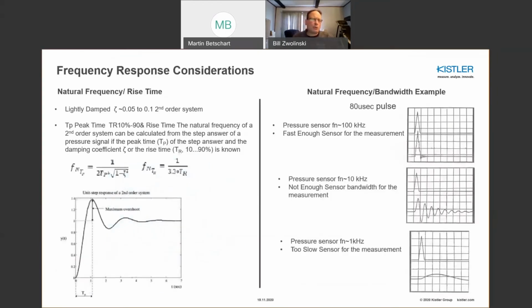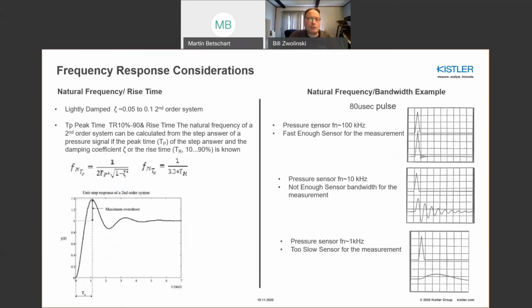You also mentioned rise time for piezoelectric. Very much a much shorter rise time. Rise time is a function of the natural frequency, as you can see here, and natural frequency is a function of rise time. But basically, the higher the natural frequency, the shorter the rise time of a system. And rise time means response time.